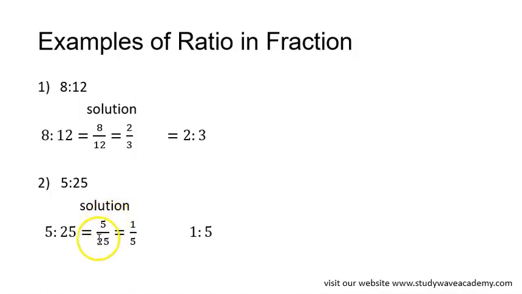5 can divide 5 and 5 can divide 25. So we're going to be using 5 to divide. 5 in 5 is 1 and 5 in 25 is 5. So we have 1/5, which can be written as 1:5. Okay, this is the simplest form of this. Did we get that? And this is the ratio form. I hope we understood this. Okay, we're going to be looking at another example.